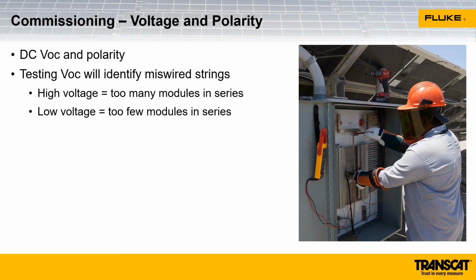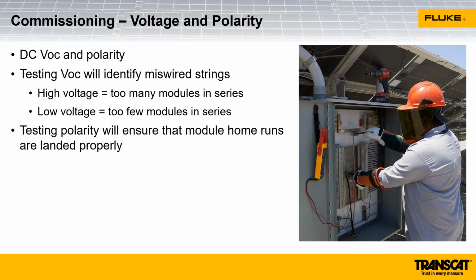During commissioning, we're also going to test voltage and polarity before we turn the system on. We're going to make sure that the system is wired properly. If you have too much voltage, that usually means that they put too many modules in the string of modules, so they connected too many positives to negatives. If the voltage is low, that usually means you have too few modules in series.